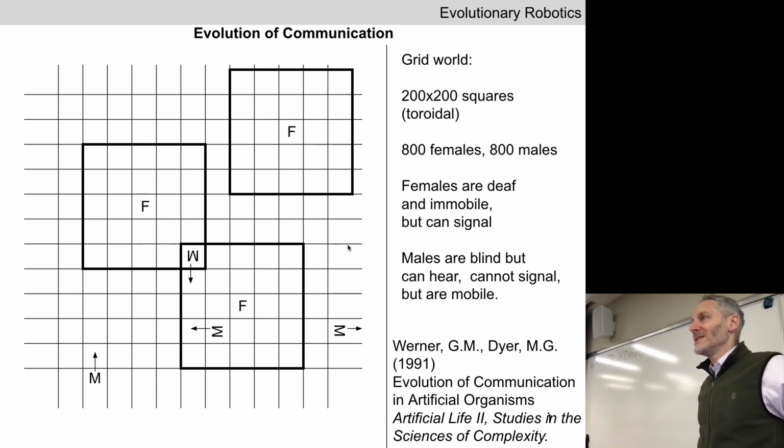There are going to be different sensor motor capabilities for the two groups. The quote-unquote females are going to be deaf and immobile. They do not move, but they can emit signals into their environment. Males are blind. They cannot see, but they can hear. They cannot signal, and they are mobile. Seems like a whole bunch of arbitrary choices.